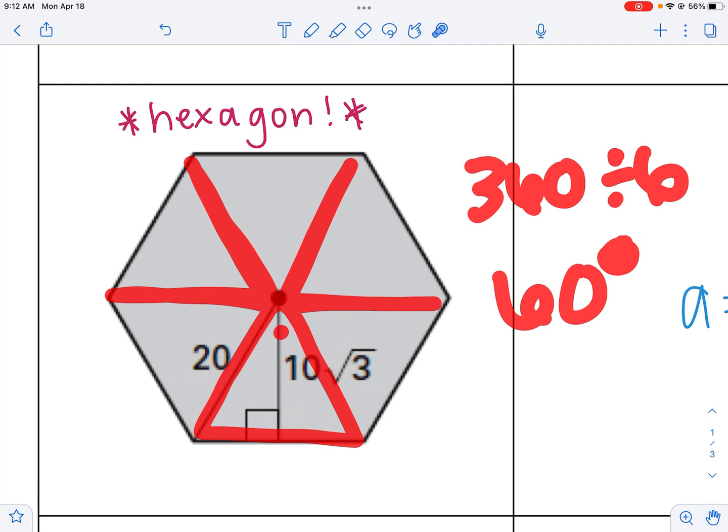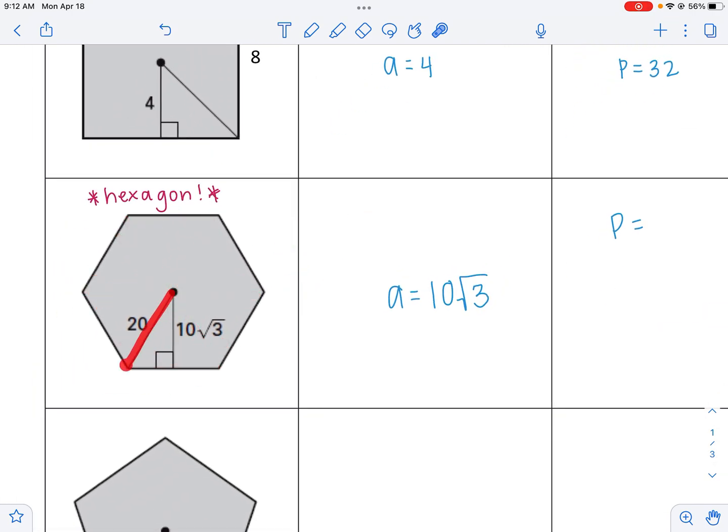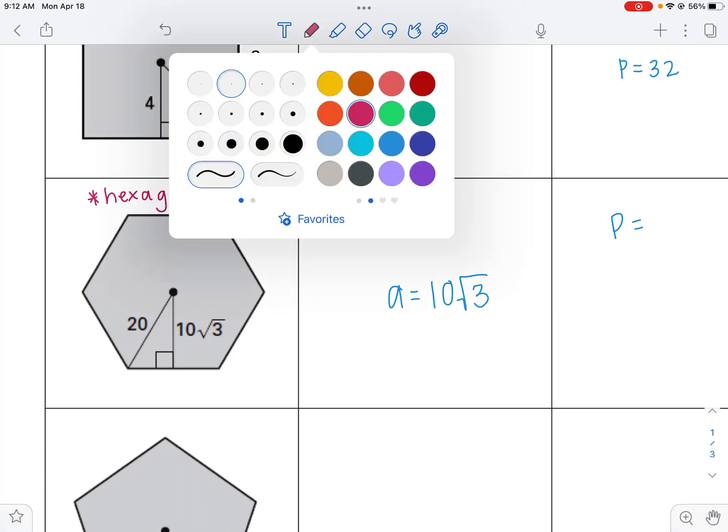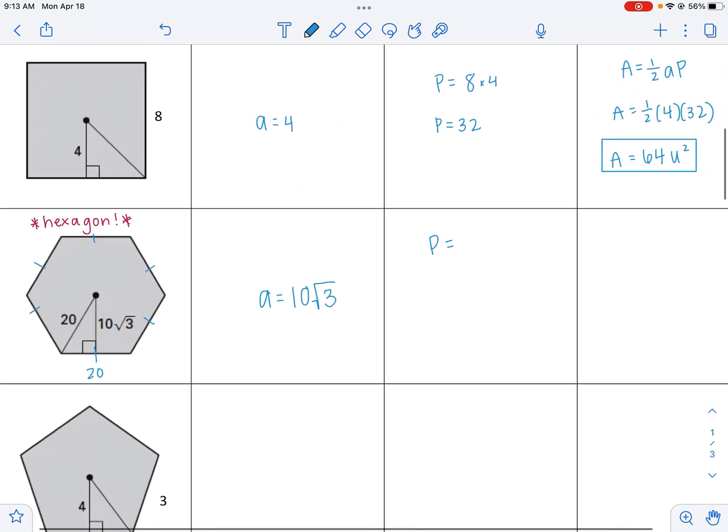And remember, in an equilateral, equiangular triangle, all the angles are 60. So the only shape that this works for is a hexagon. But if it is a hexagon, then your radius and your side are the same. So even though they didn't tell us, we know that it's a hexagon. The radius is 20, which means that all of your sides would be 20. So I'm going to give you a minute to figure out the perimeter there.